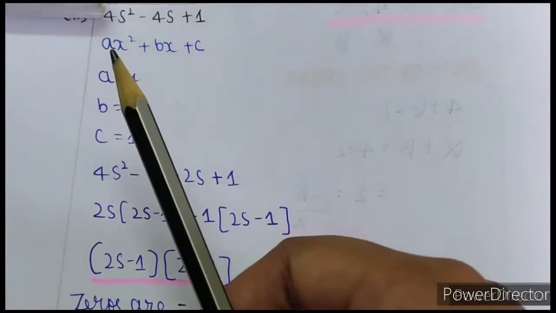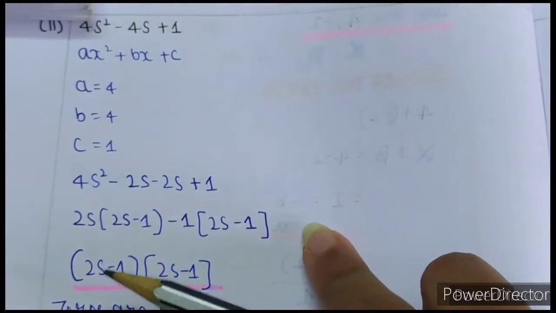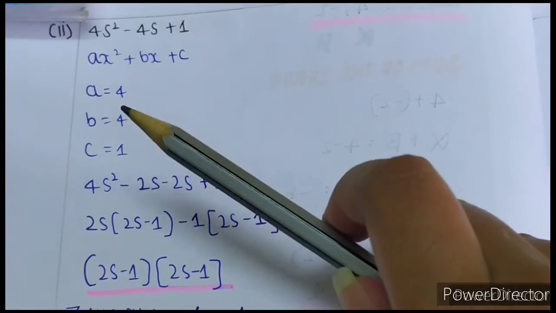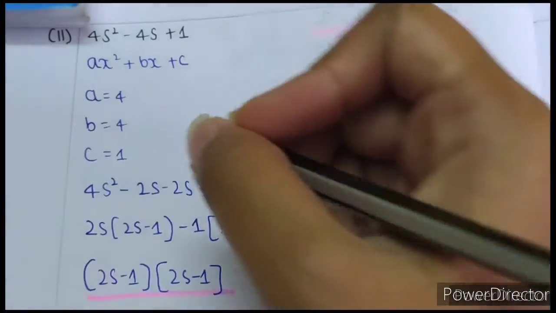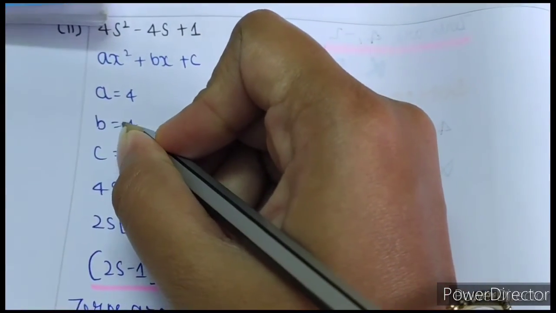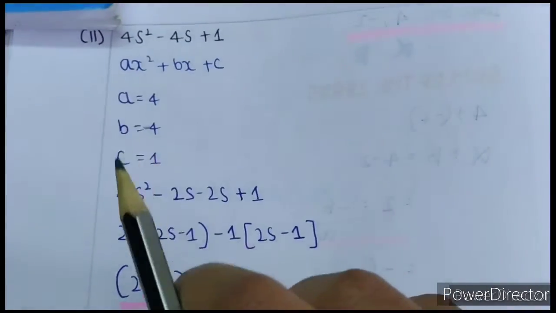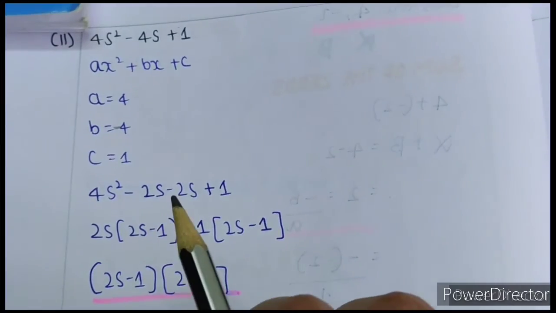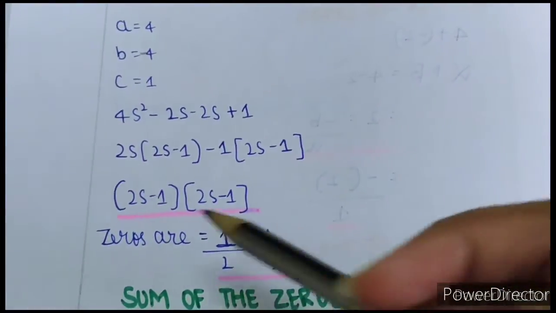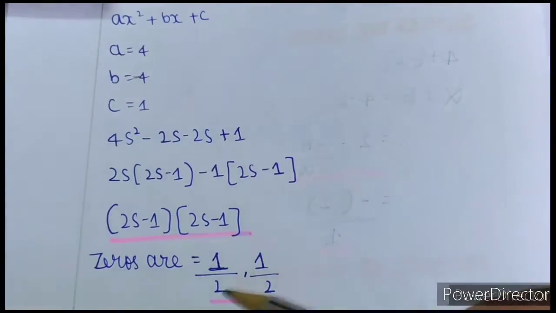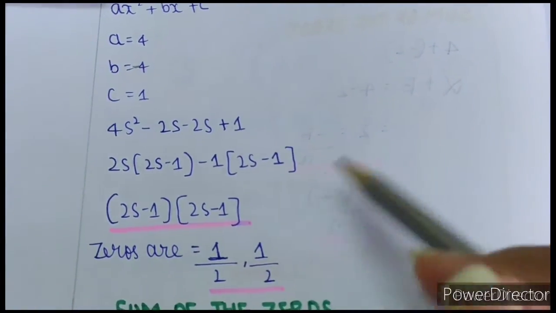So again, comparing with this format, ax square plus bx plus c, we get a is equal to 4, b is equal to minus 4, and c is equal to 1. So 4s square minus 4s plus 1. On factorizing this polynomial we get zeros are 1 by 2 and 1 by 2.